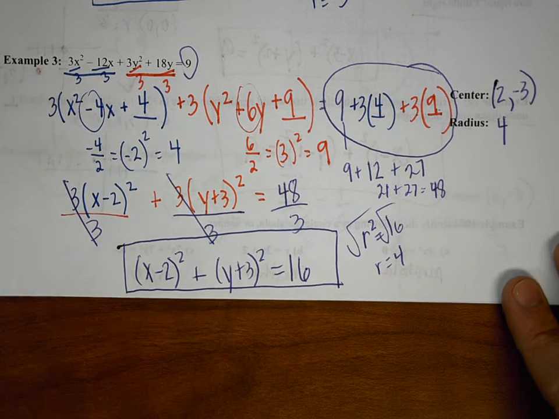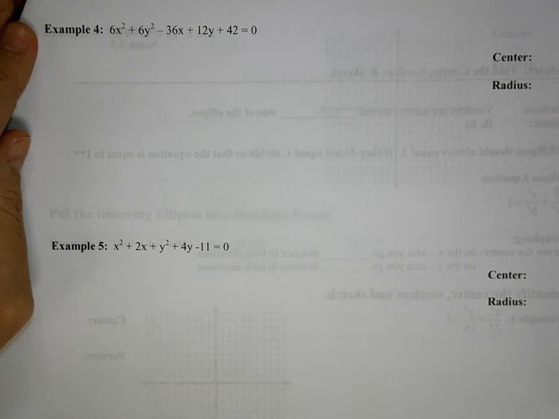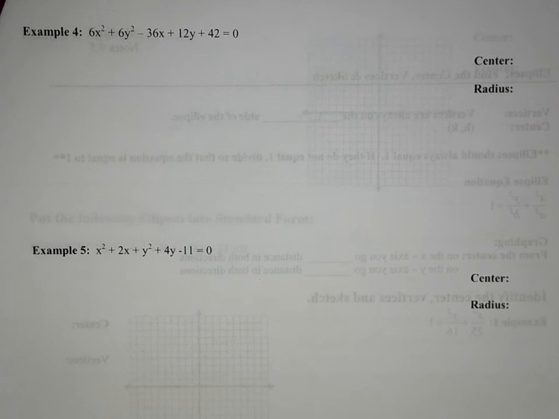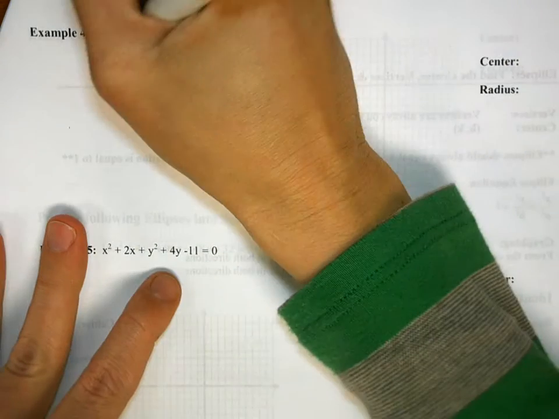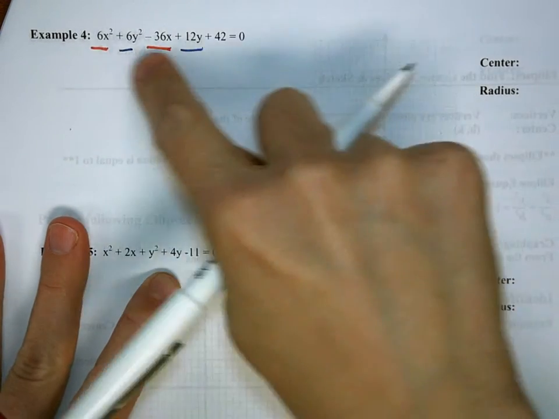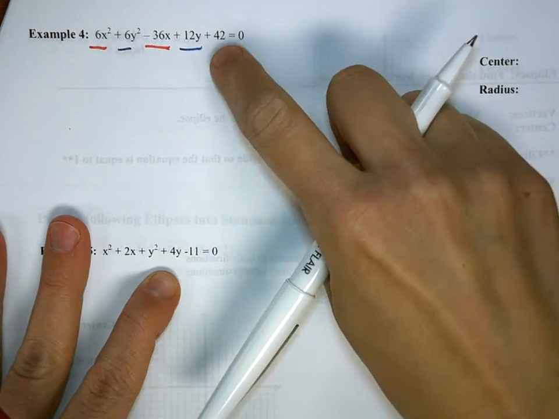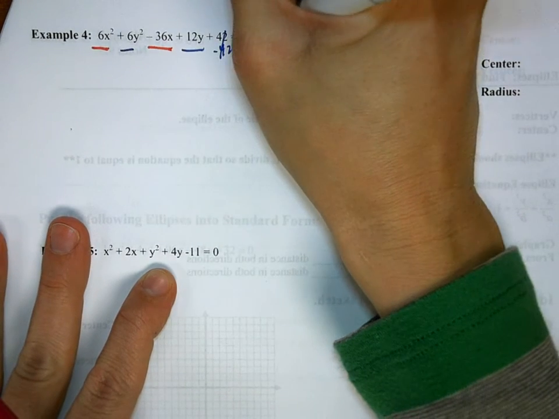All right, we're going to move on to example 4 now. This one, again, is similar, but notice that sometimes the x's and y's are mixed up. So you want to make sure that you get your x's together and your y's together. And then any value on the left side of the equation that's just a plain number needs to be moved to the right. So I'm going to subtract 42 and move it over here as negative 42.